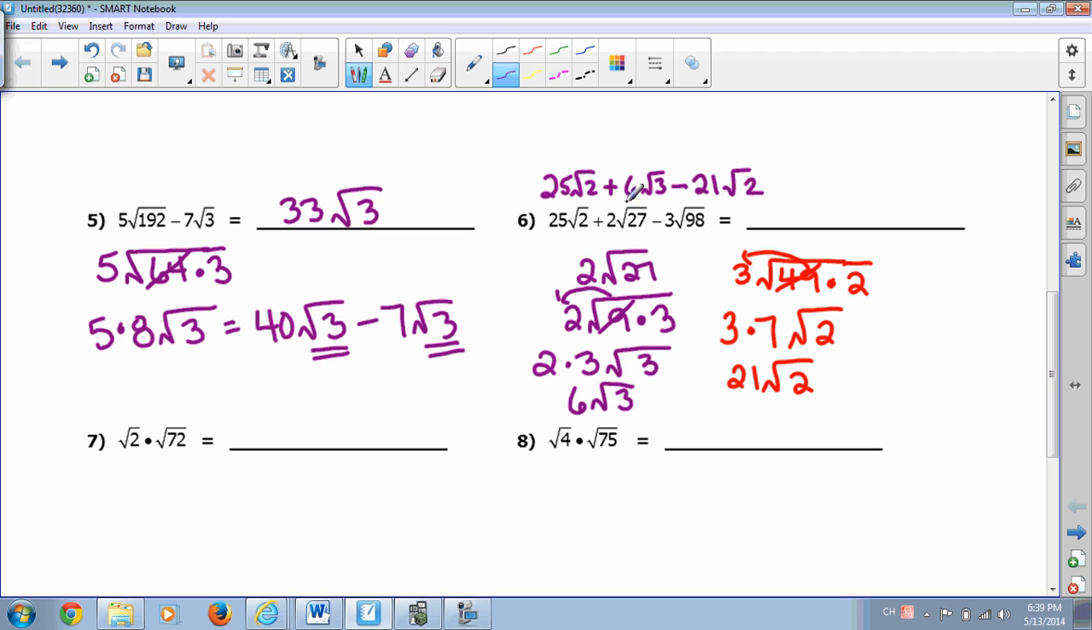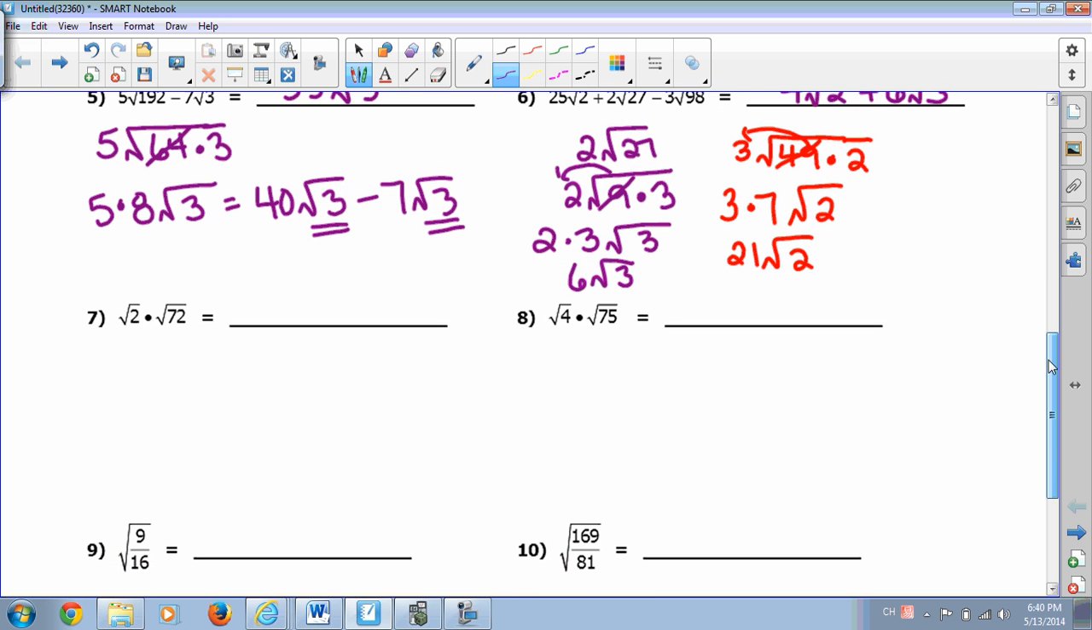So now we can combine those that are like terms. Okay, well, the ones that are like terms here are 25 square root of 2 minus 21 square root of 2. Well, 25 minus 21 is 4 square root of 2. And then we can't do anything with the plus 6 square root of 3 because it's not a like term. So our answer would just be 4 square root of 2 plus 6 square root of 3.